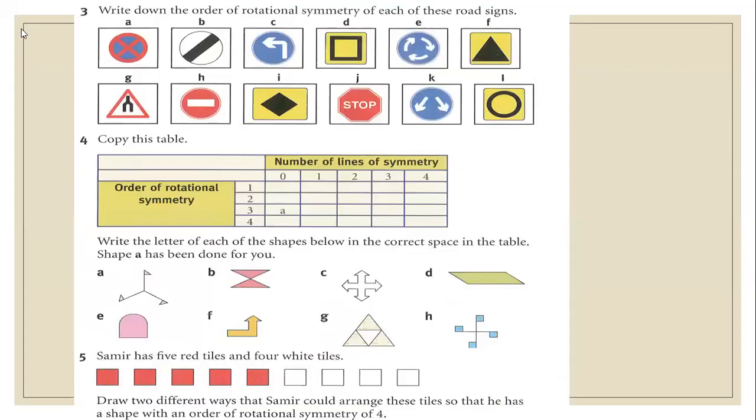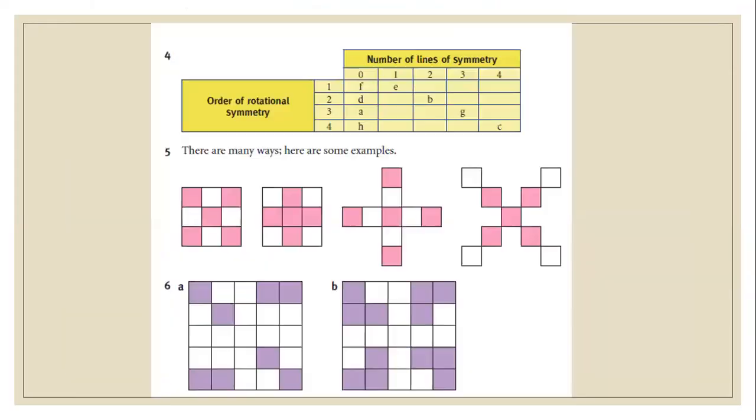Now copy this one. So order of rotations. So 0. He's talking about A, which will have zero lines of symmetry. Number of lines of symmetry is zero, order of rotational symmetry is one. Line of symmetry means if you draw a line, how many times the left and right sides will be the same. So A is zero times.